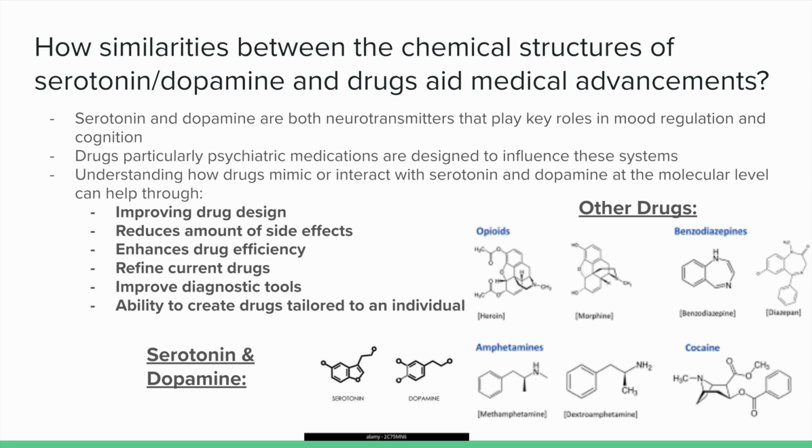With diagnostic tools, insights of drug interactions with serotonin and dopamine systems can help identify biomarkers for disease detection, which improves diagnostic and monitoring tools. And lastly, individual drugs. This facilitates the development of drugs that can be tailored to an individual's genetic makeup, which helps with specifying what exactly an individual will need and not generalizing the drugs for everyone.